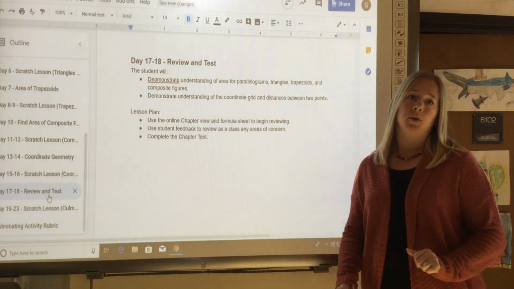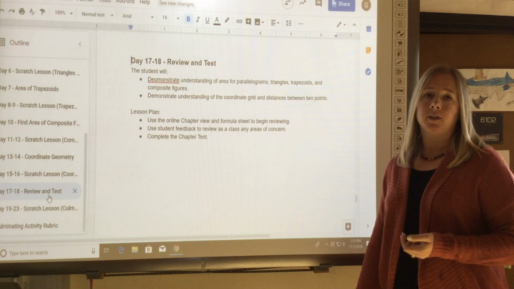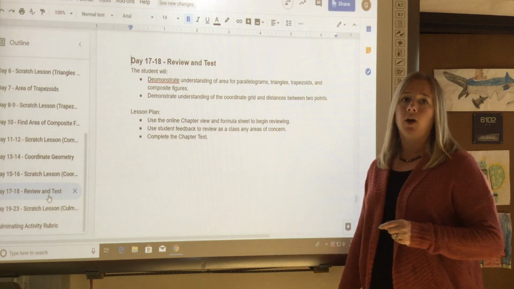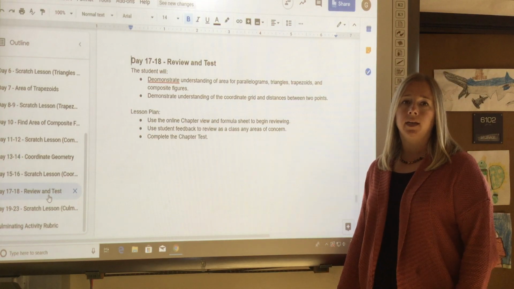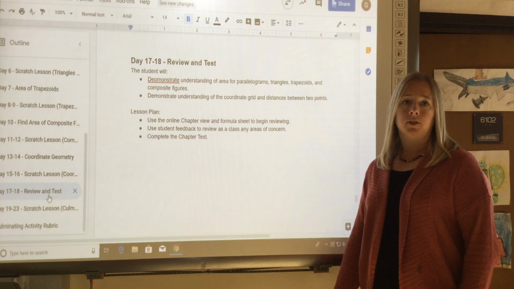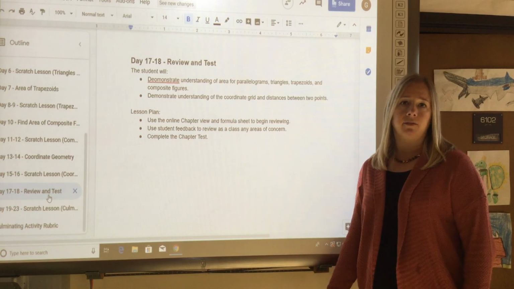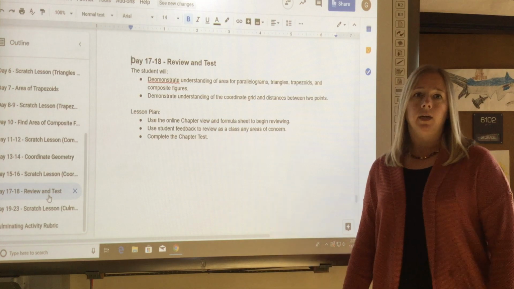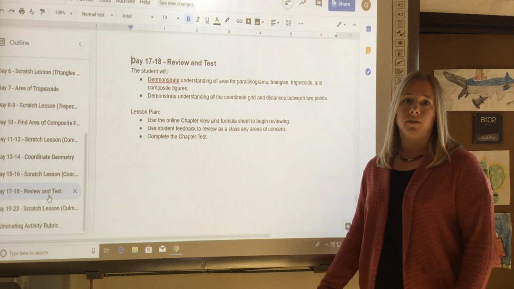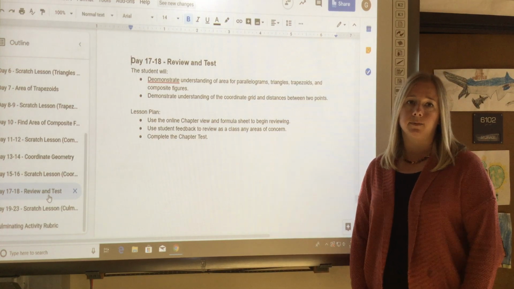We wrap up the textbook with a review for the chapter and the chapter test, and there's an online review that the students can complete. Based upon their results on that review and feedback that we received from them, we would do more examples with the students so that they felt prepared for the assessment.